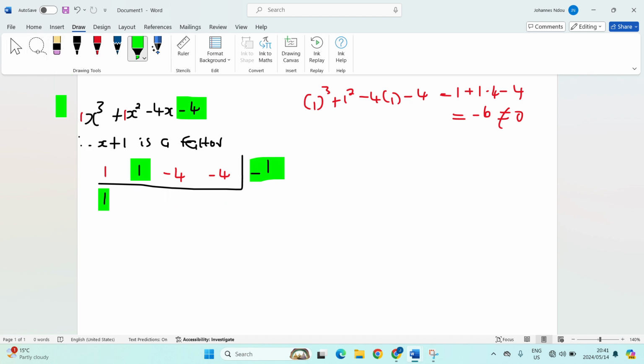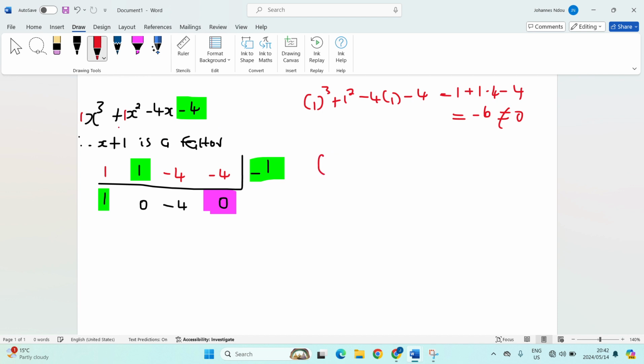Okay, so now let's see. 1 multiplied by negative 1 is negative 1. Okay, negative 1 plus 1 is 0. Now 0 multiplied by negative 1 is 0. Any number times 0 is 0. Now 0 plus negative 4 is negative 4. Now negative 4 multiplied by negative 1 is positive 4. And I add the positive 4 to the negative 4 and I get a 0. Now remember that rule of ours, that the last one here must always be 0. Okay, that's what will give you a hint that you've done the correct thing.